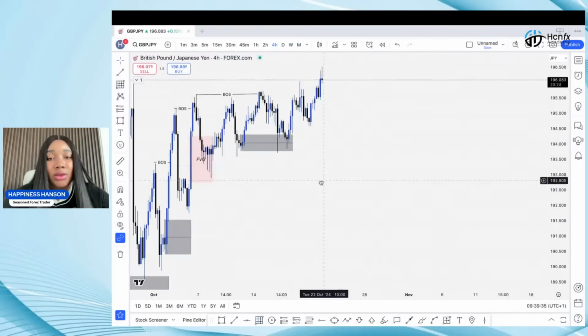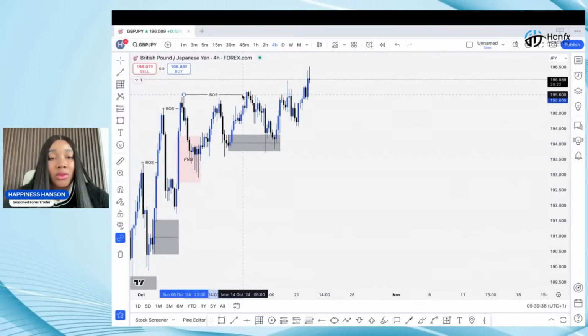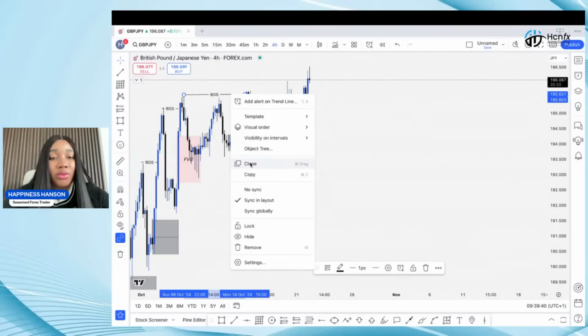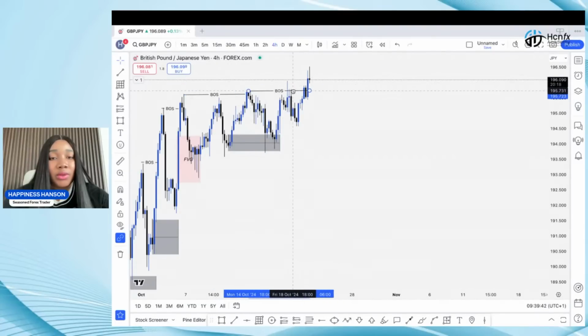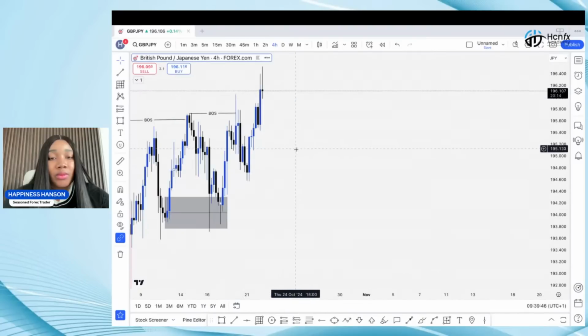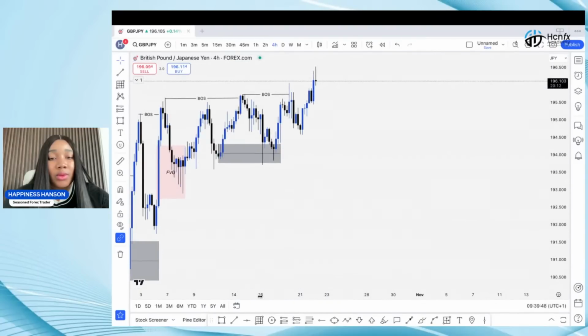Market has mitigated the origin. We have a new break of structure here. Origin mitigated. And now the most recent break of structure is this one here.